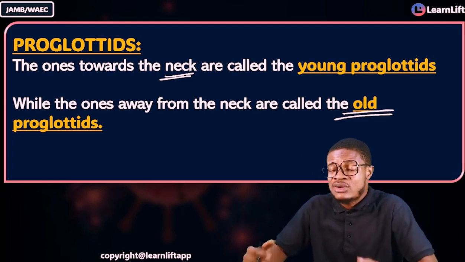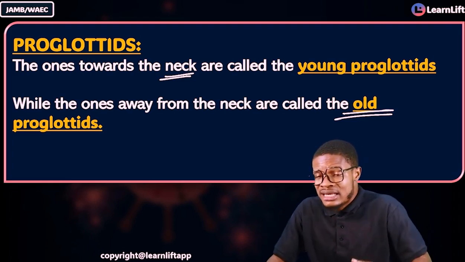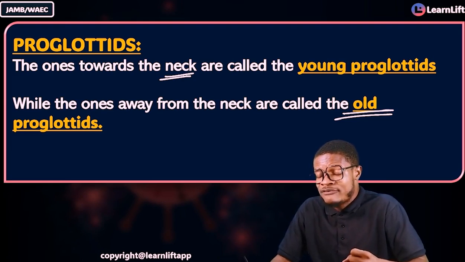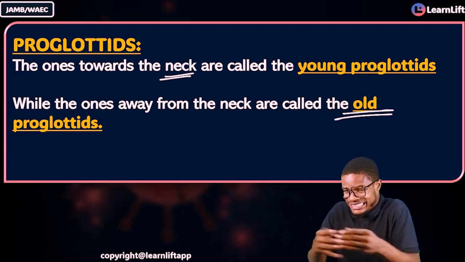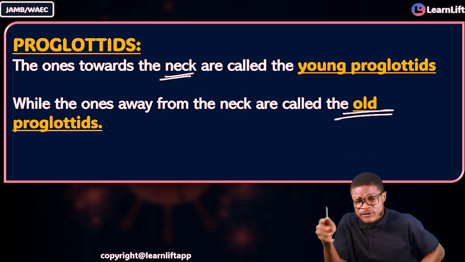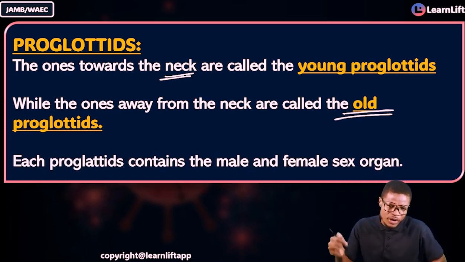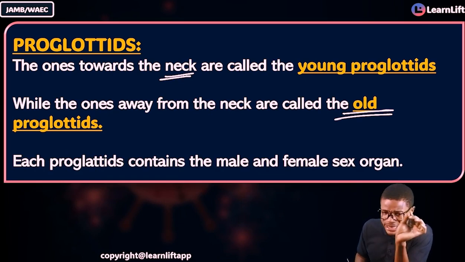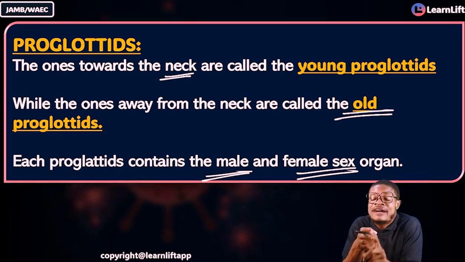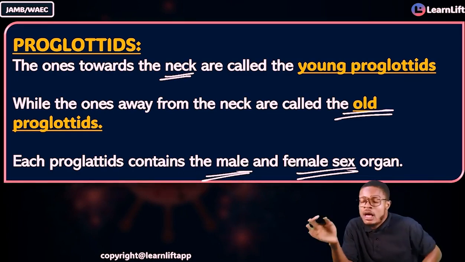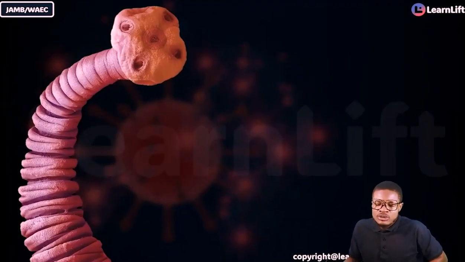Those old proglottids are the ones that give rise to the maturing proglottids that will now become so mature, the ones that will now fertilize, and then get detached from the body. All of them will come from the old proglottids. And don't forget this: each proglottid contains the male and the female sex organ. That's why they are hermaphroditic. Does it make sense?